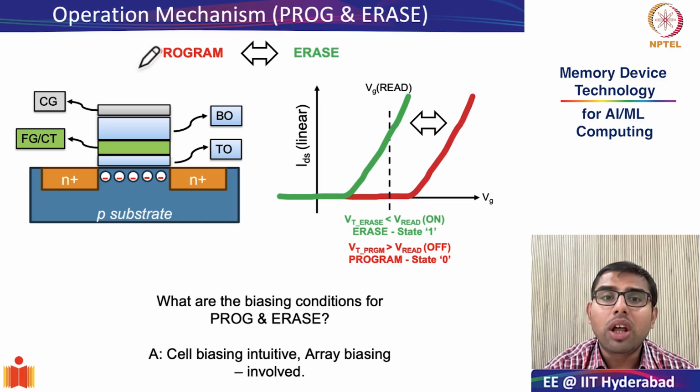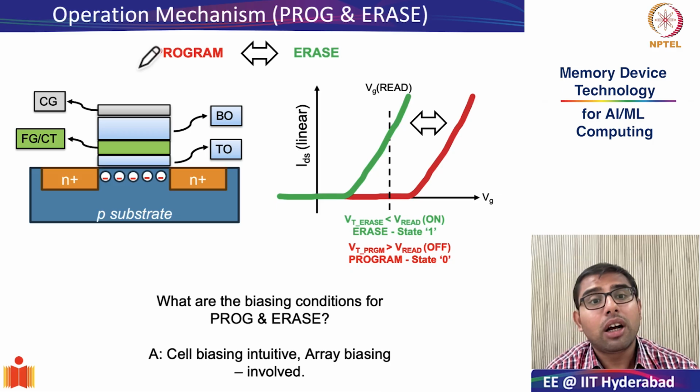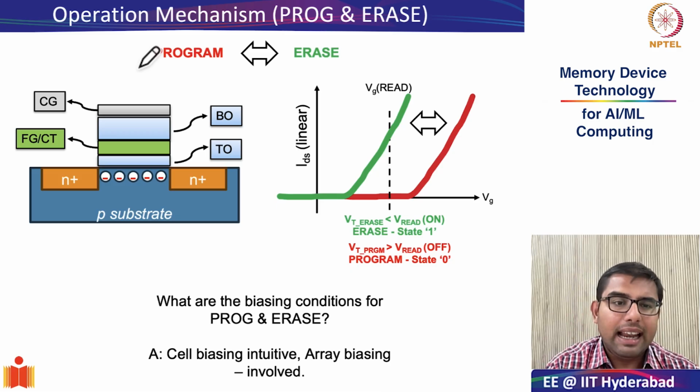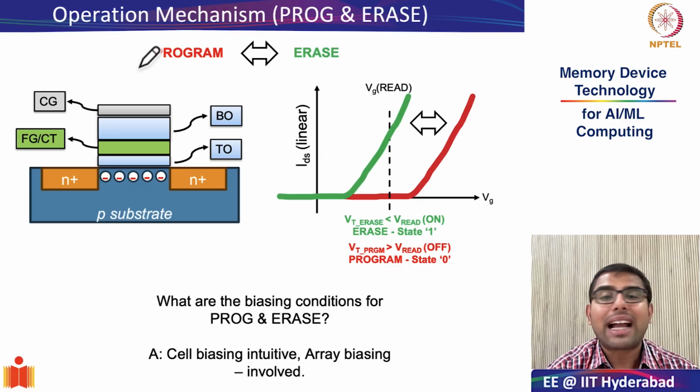So let us conclude our study today. We saw today how program and erase operations happen by a specially designed floating gate transistor with a charge storage layer. Program and erase operations happen when you pull electrons into the charge storage layer and push them back out into the channel.